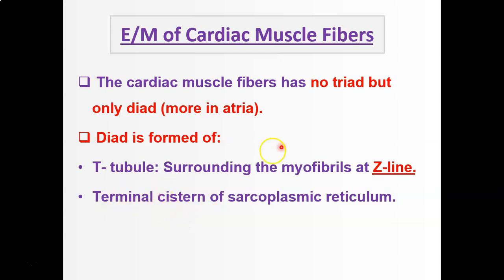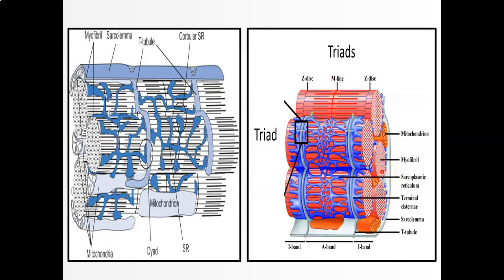Please revise the triad in the skeletal muscle. The triad in the skeletal muscle has a different structure and a different location than that. The T-tubule surrounds the myofibril at the A-I junction, and the terminal cisternae are also present there. So the dyad is present at the Z line.